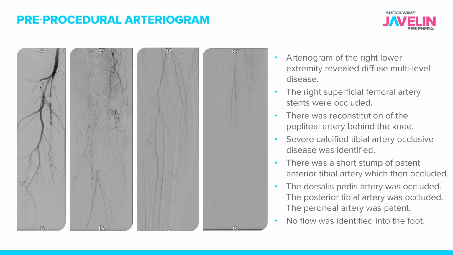artery occlusive disease. There was a patent stump of anterior tibial artery, which then was occluded beyond this, but the DP, posterior tibial, and distal posterior tibial artery were all occluded with no significant reconstitution, and the peroneal artery was the only meaningful tibial artery runoff distally. On this initial arteriogram, we could not identify any flow into the foot.